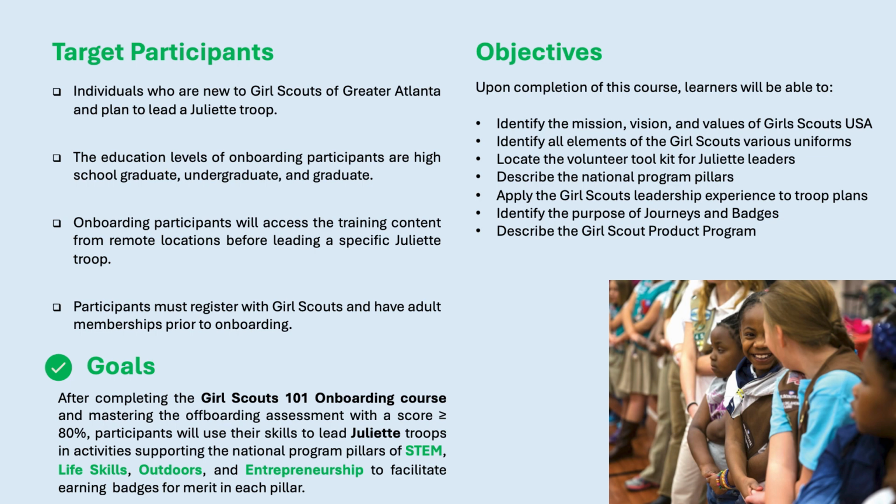The ultimate goals are that after completing the Girl Scouts 101 onboarding course assessment with a score of 80% or higher, the new troop leader onboarding participants will use their new skills to lead their Juliet troops, supporting the national program pillars of STEM, life skills, outdoors, and entrepreneurship to facilitate earning badges for merit in each pillar.